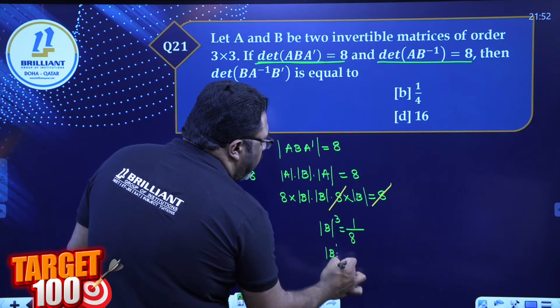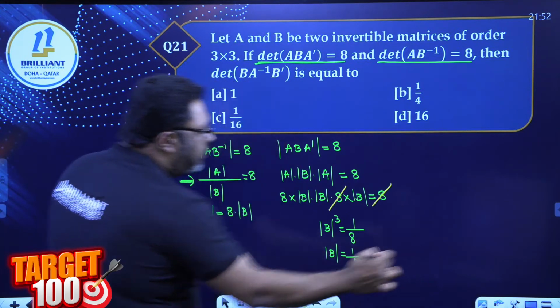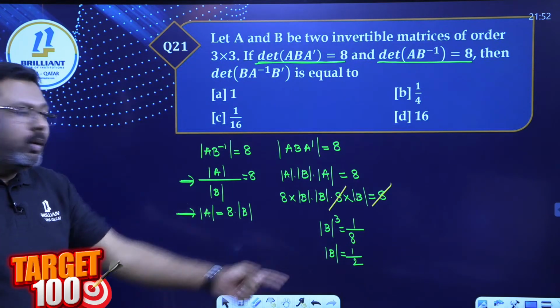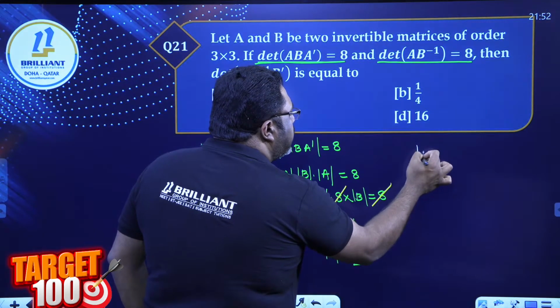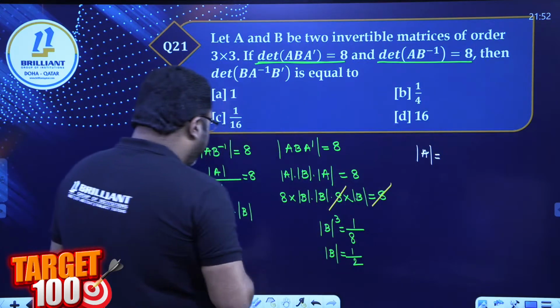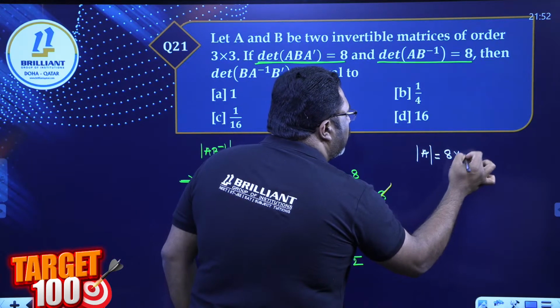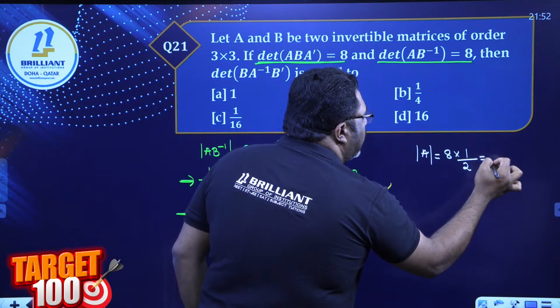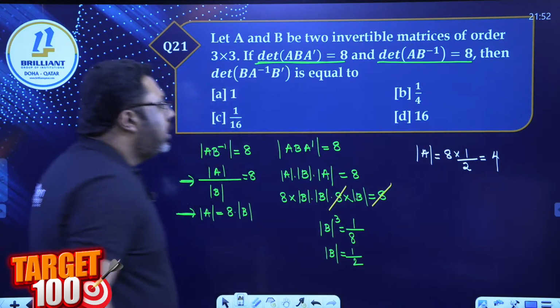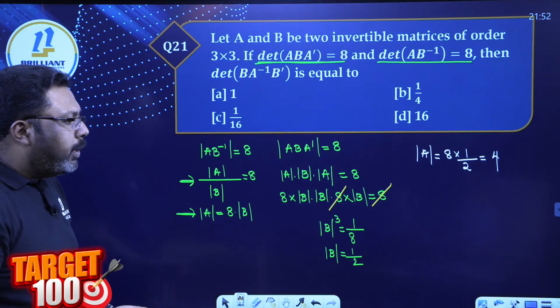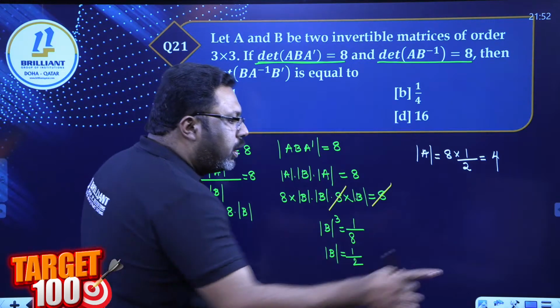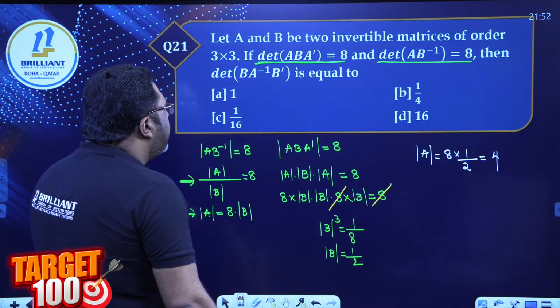So determinant of B is 1 by 2. If determinant of B is 1 by 2, then what is the determinant of A? 8 into 1 by 2, which is equal to 4. Determinant of A is 4. Determinant of B is 1 by 2. Yes? Right answer, Tushar. Tushar gave me the right answer already.